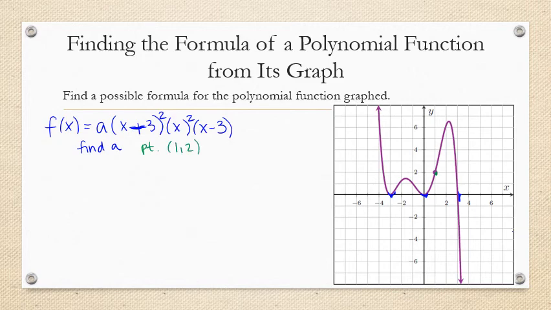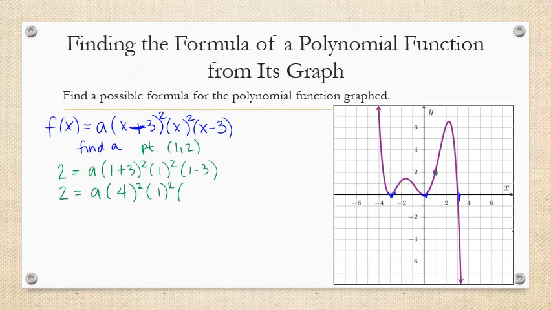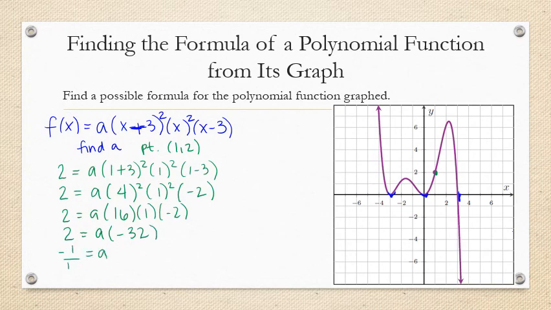All right, let's plug that one in. I know that when y is 2, our x value is 1. So let's replace all of the x's with 1, and then we'll simplify from here. This gives me 2 equals a times 4 squared times 1 squared times negative 2, which gives me a times 16 times 1 times negative 2. So 2 equals a times negative 32. That means that a equals negative 1 over 16.